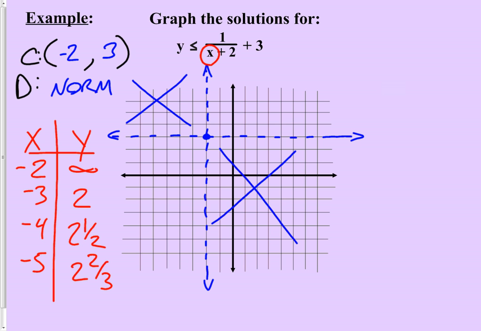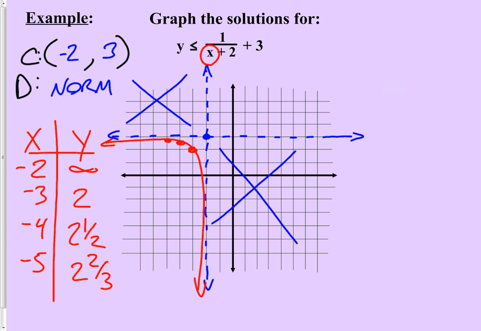Okay, let's see if that translates a little better to the graph. -3, +2 would be a point right about there. -4, 2.5 is a point right about there. And -5, 2 2/3 is a point right about there. Using those 3 points plus the asymptotes, we're able to get this part of the hyperbola going pretty easily.